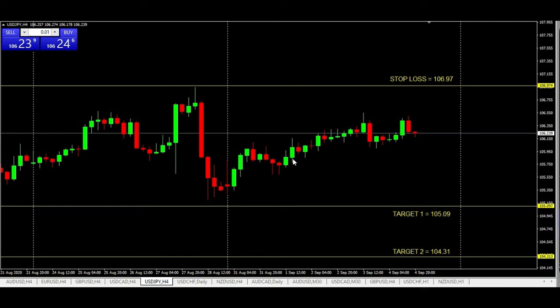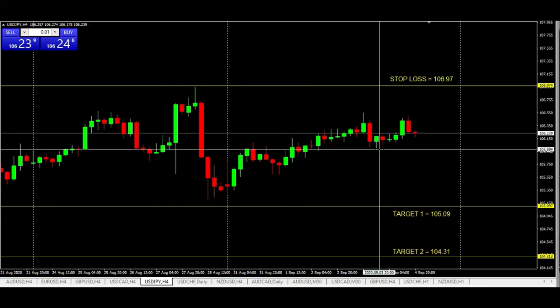Then we have the US dollar against the Japanese yen, and that too, US dollar is weak, so we're going to sell it, and we will take our first target at 105.09 and the second target at 104.31 with the stop loss at 106.97. So I would take my trade somewhere here. When the market comes here, I will enter, and then the first target is about 86 pips, and the second target is 167 pips.